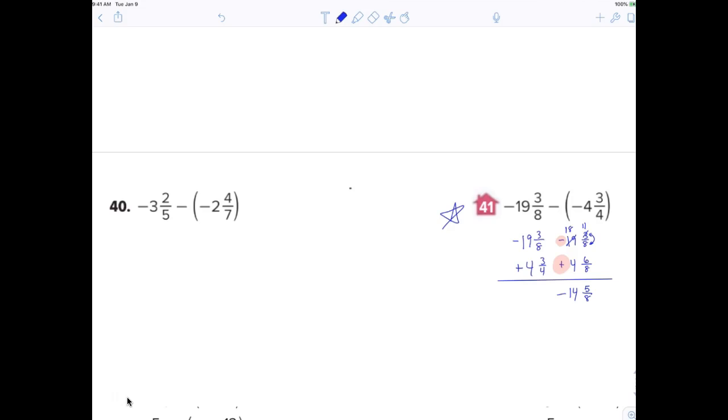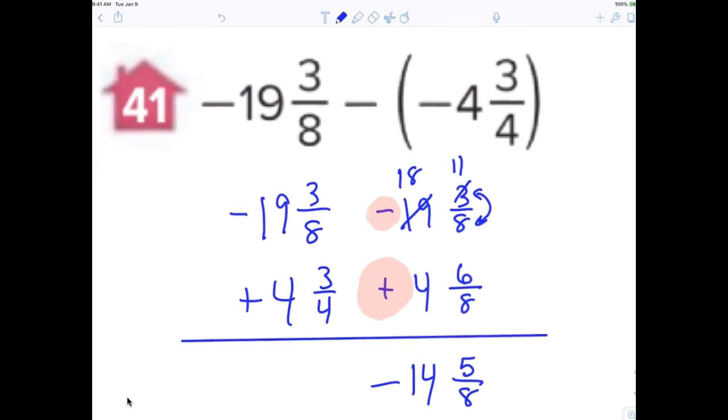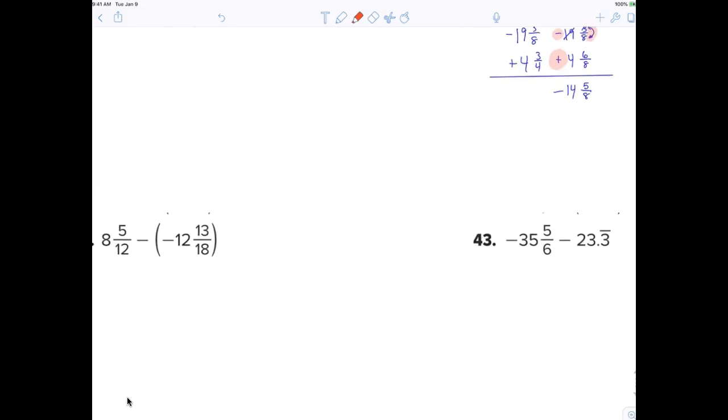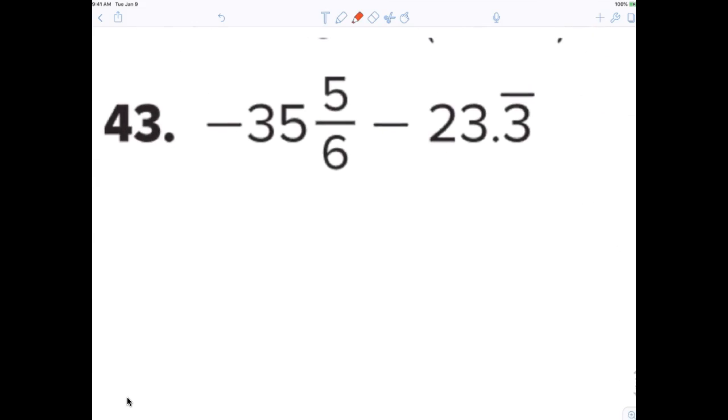So you had like 18, and then you wanted to add them together. Whenever you're borrowing, you always add the numerator and denominator together, and that'll give you the new number. Okay? So let me see 43. Let's do 43, guys.